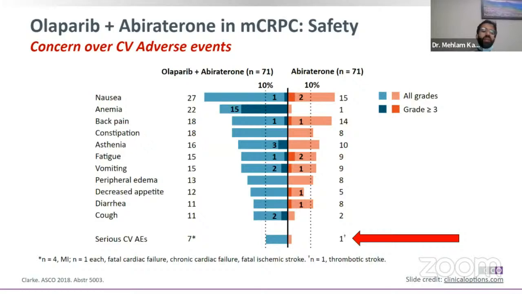The major concern is the side effect profile associated with the combination therapy, which is mostly hematological toxicities, as we can see in this table.